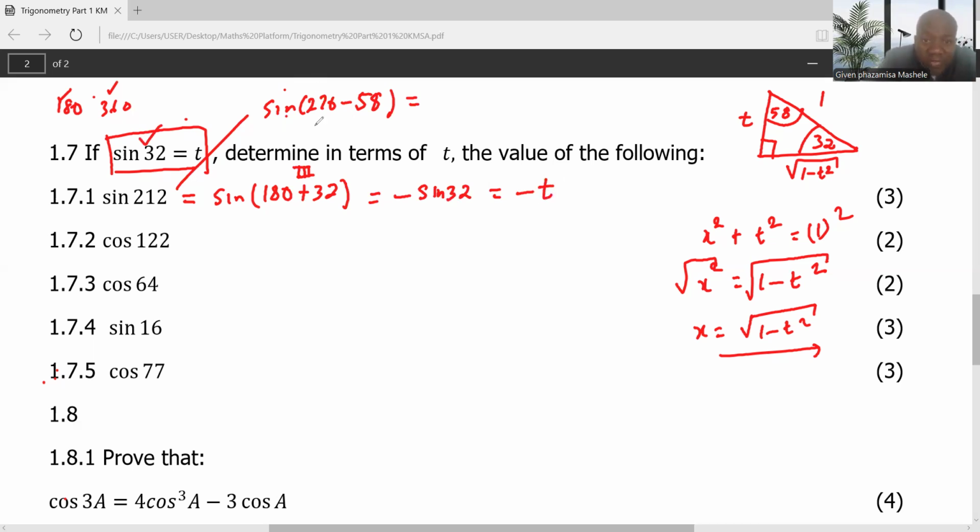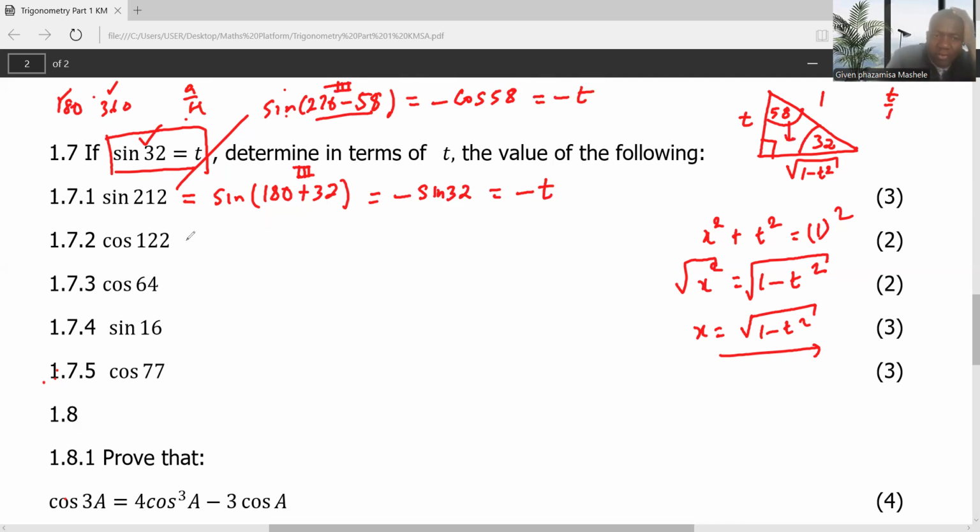Same applies here. Even if we use 270 minus an angle, it is in the third quadrant, yes? Where sine is negative, but because of 270, it will change and become cos 58. Now we're using cos. Cos is adjacent over hypotenuse, but of 58, what is the adjacent? This is the opposite then. Adjacent will be t, hypotenuse will be 1, so it will be t over 1, which will just be negative t. So the answers are the same.